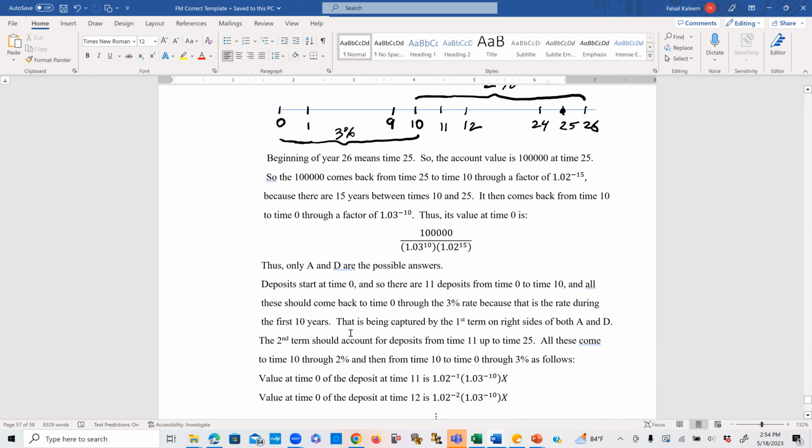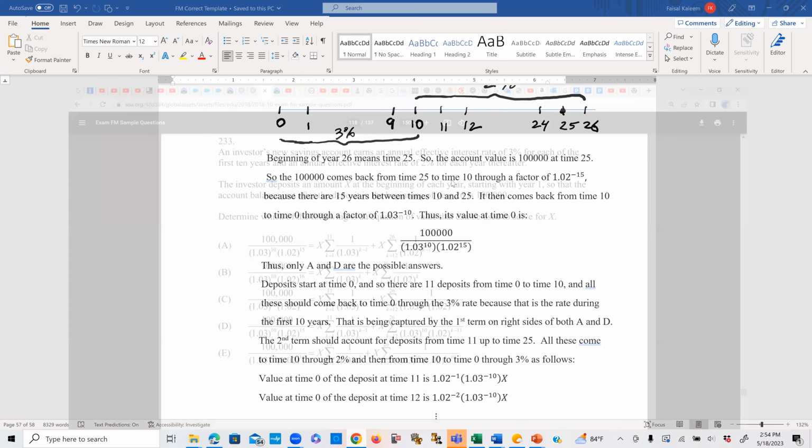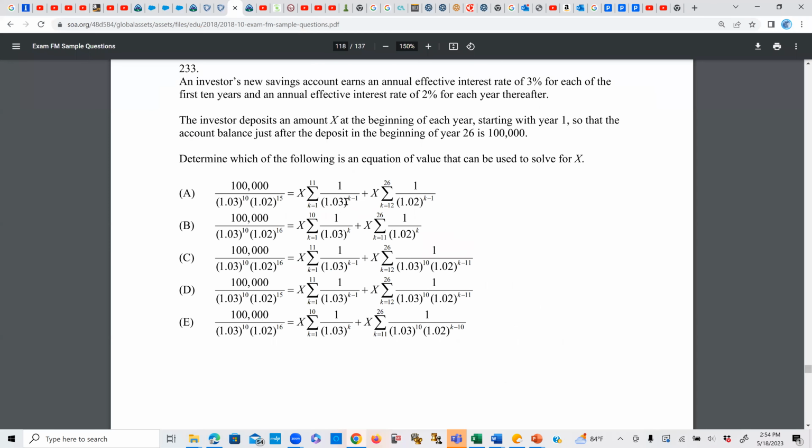So now if you look at the answer choices, remember we've already narrowed it down to A and D. And we are saying that the first 11 deposits come back through a 3% rate. So if we look at the choices again, here these are 10 deposits between 1 and 11, and D also has 10 deposits between 1 and 11. Actually, there is no difference between this term and this term, so that's not going to decide which is the correct one. But let's just carefully look at what this is saying.